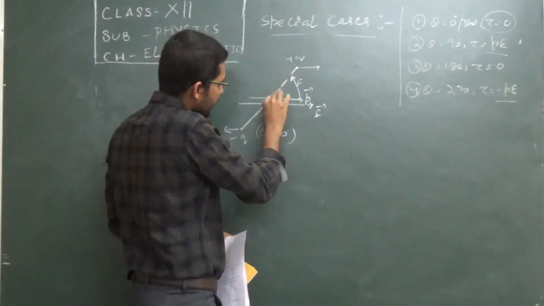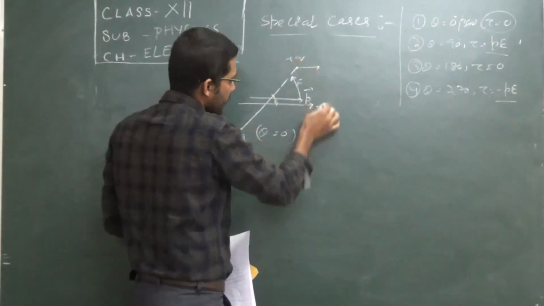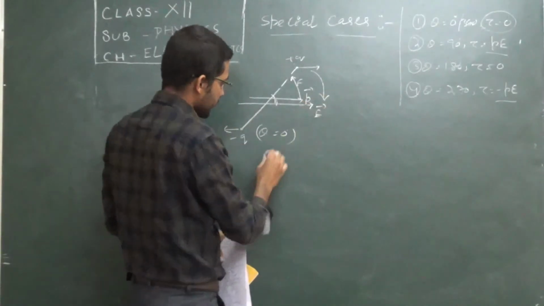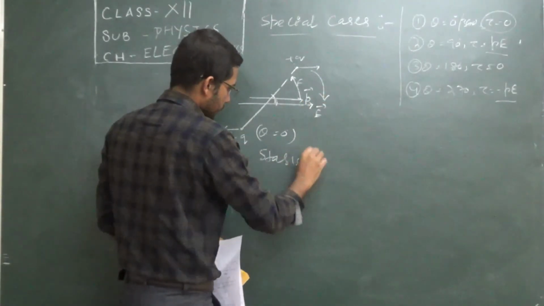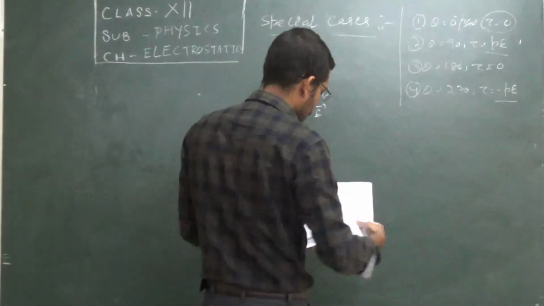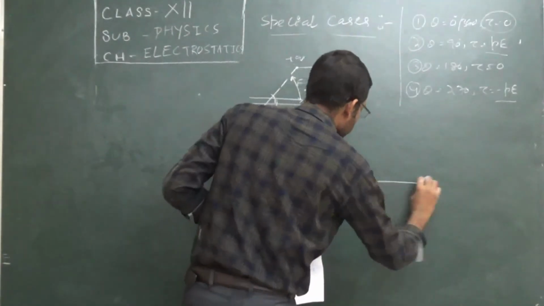When it is here, it makes an angle of theta. So what will happen? Due to rotational force, again it will return back to the previous configuration. That's what is called your stable equilibrium. But let us consider now the unstable one.